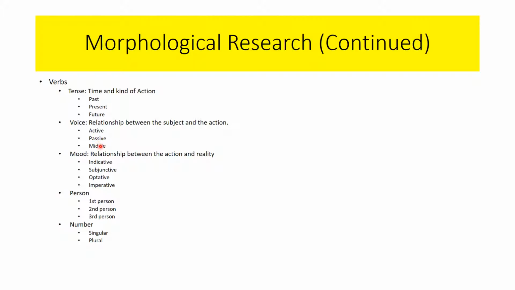The middle voice is intensive. The man himself ate the apple. But these are the relationship between the subject and the action. Now, there's another way verbs change, and that's in mood. And this is a relationship between the action to reality. And there are four moods. You have the indicative mood. The action's really happening. The man ate.